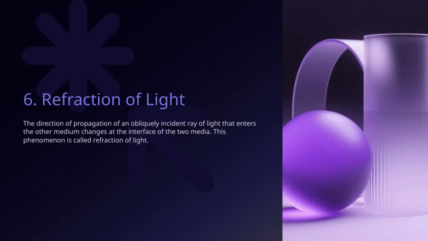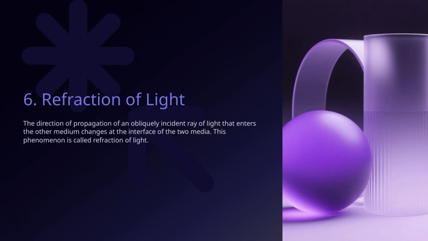Now, let's talk about how light behaves when it encounters a boundary between two different media. When an obliquely incident ray of light hits this interface, its direction of propagation actually changes as it enters the second medium. This change in direction is what we call refraction of light.